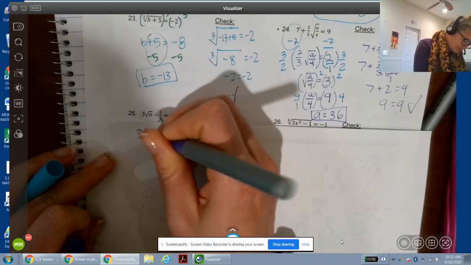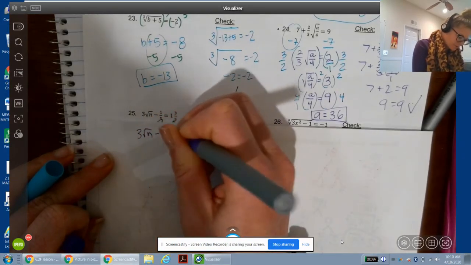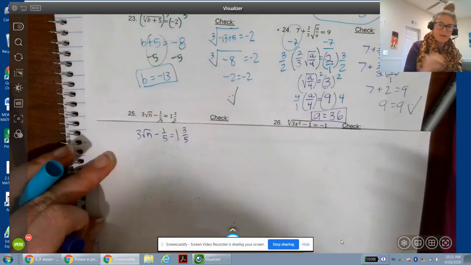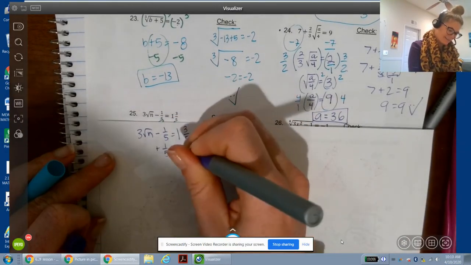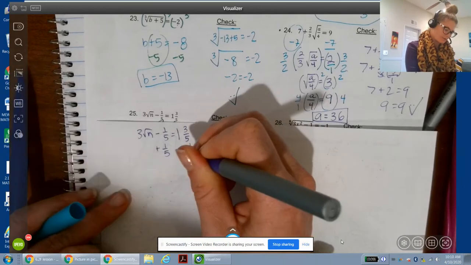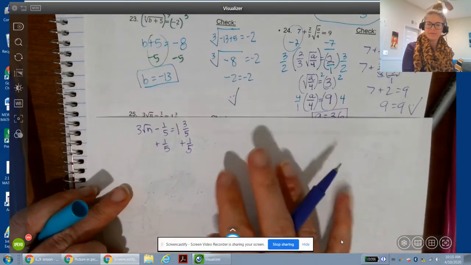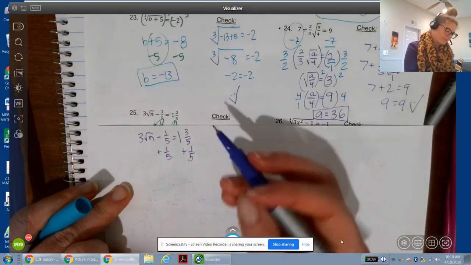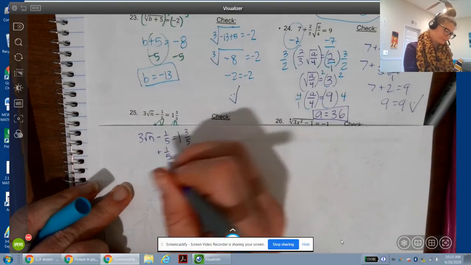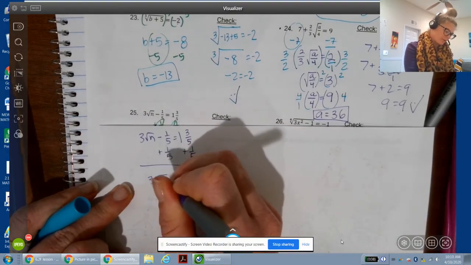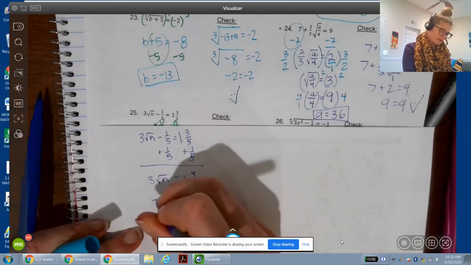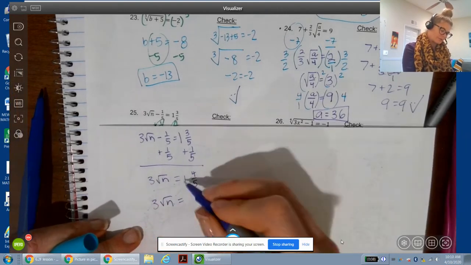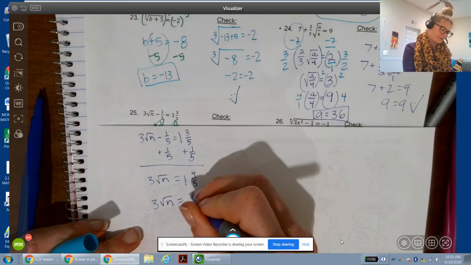3 square root n minus 1/5 is equal to 1 3/5. I'm going to add 1/5 to both sides this time. Thank you for your patience and understanding. Hopefully you were yelling at the video to stop. From here, you'll have 3 square root n is equal to 1 4/5. 3 square root n is equal to 1 times 5 is 5 plus 4, 9/5.